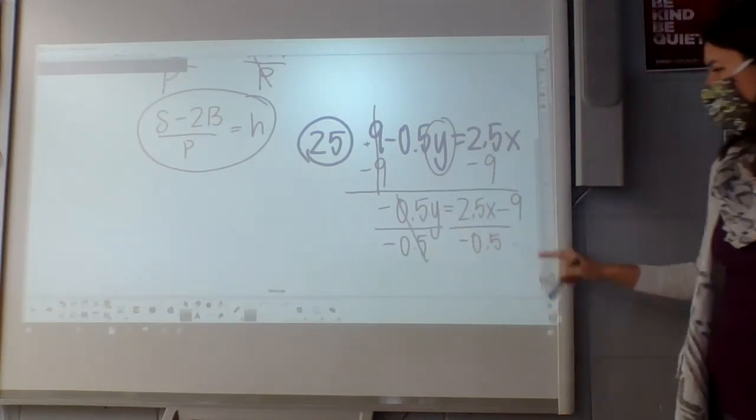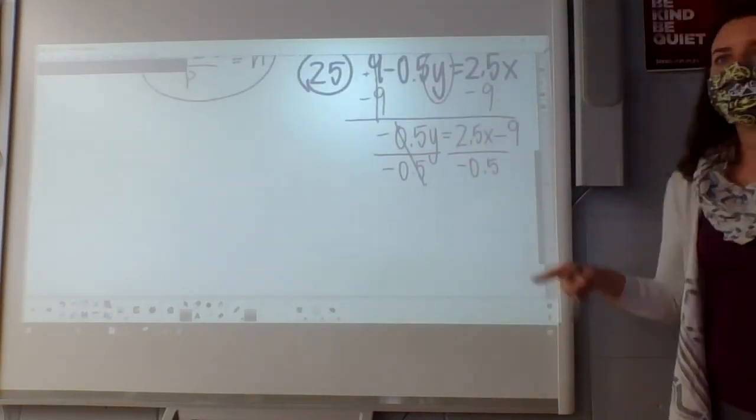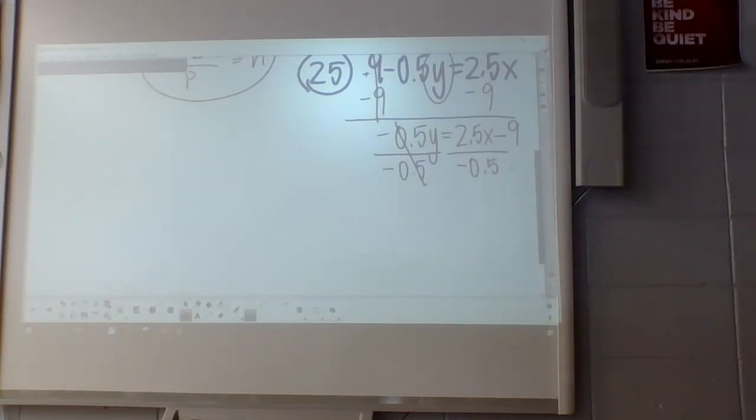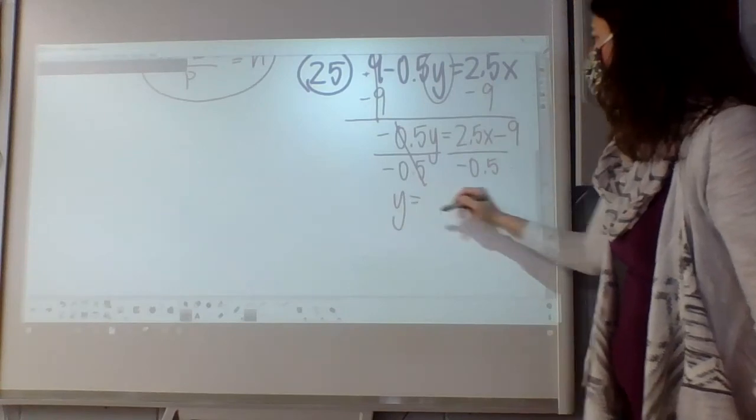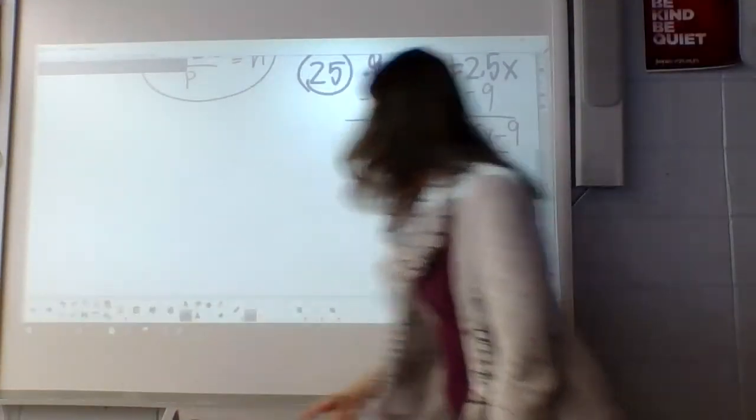Now, I don't know if you left it this way, but since it's this kind of goofy decimal, I would probably say let's actually divide that. So probably grab your calculator, because you're probably not great at dividing by 0.5, which actually isn't as bad as you think it is. So 2.5 divided by negative 0.5. Positive divided by a negative.